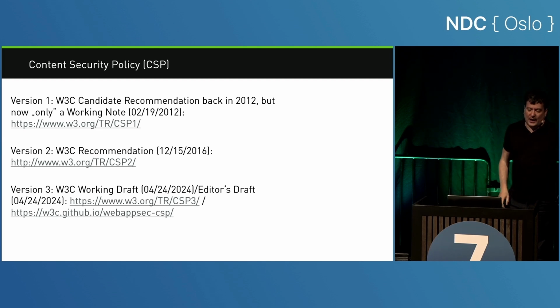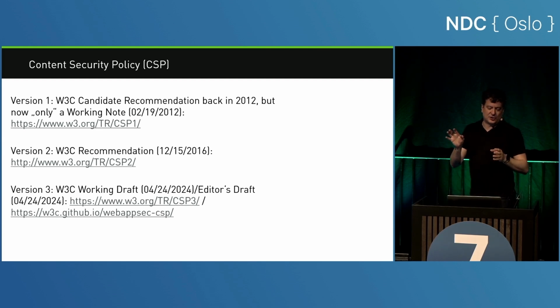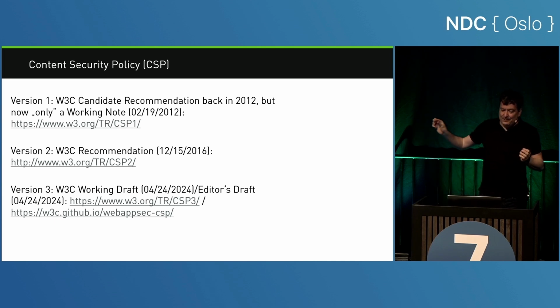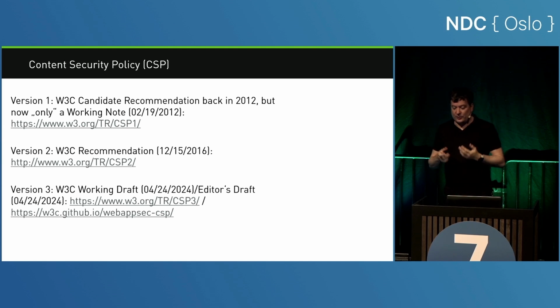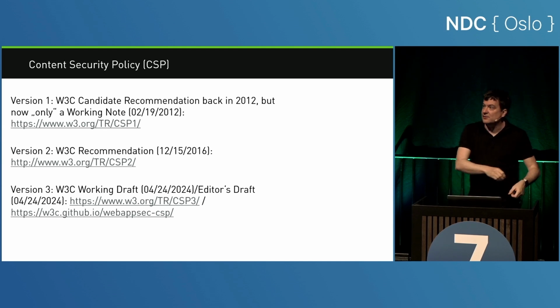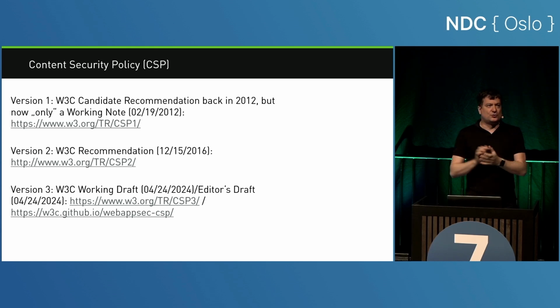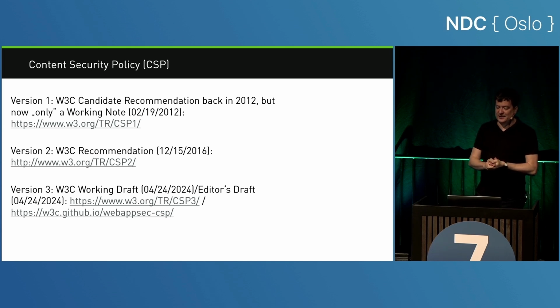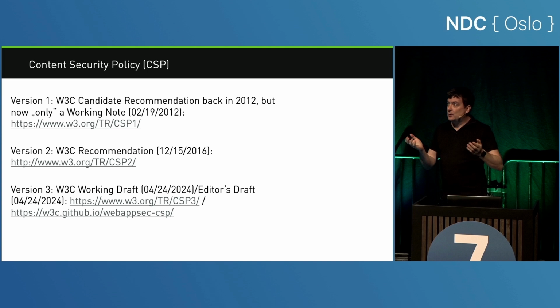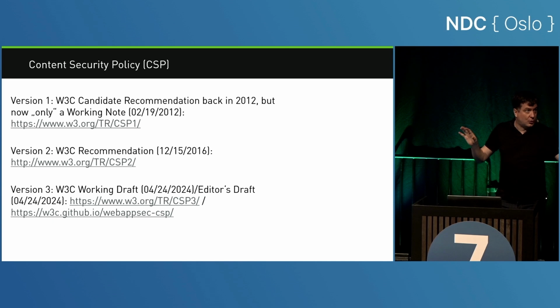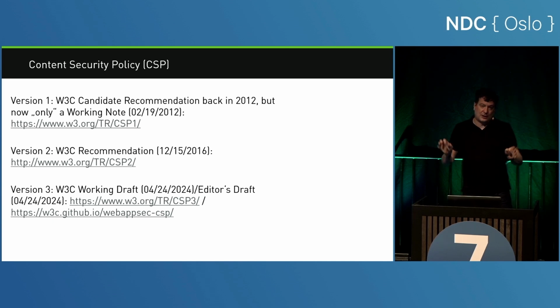There's a version 1, which was a candidate recommendation 12 years ago. So really an old idea, actually. But then it was demoted to a working note. A working note is like scribbling something on a piece of paper and then putting it in the trash. That's what a working note is. Because version 2 of content security policy became a W3C recommendation, so a standard, in 2016, and that version 2 has support everywhere. All modern browsers have it.